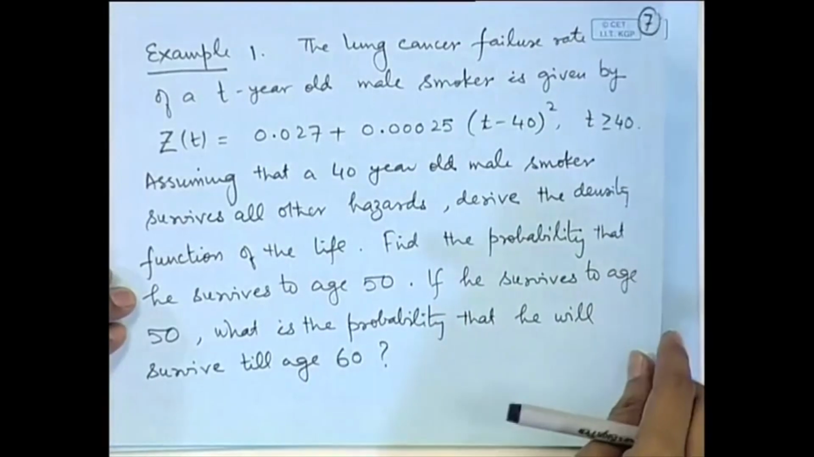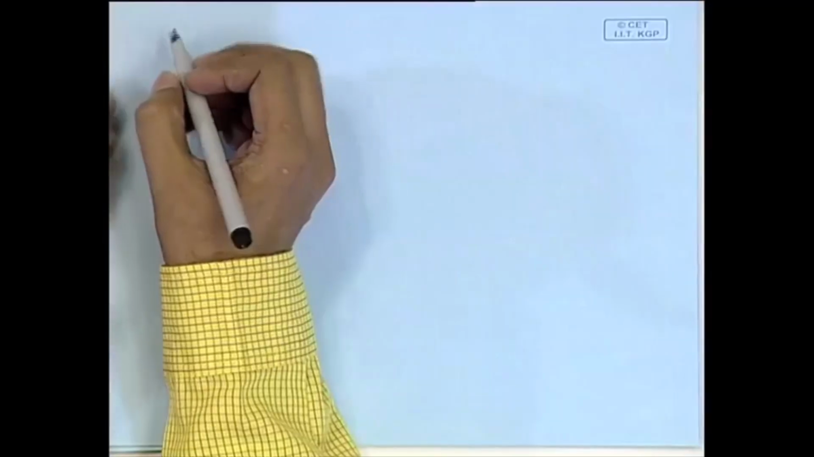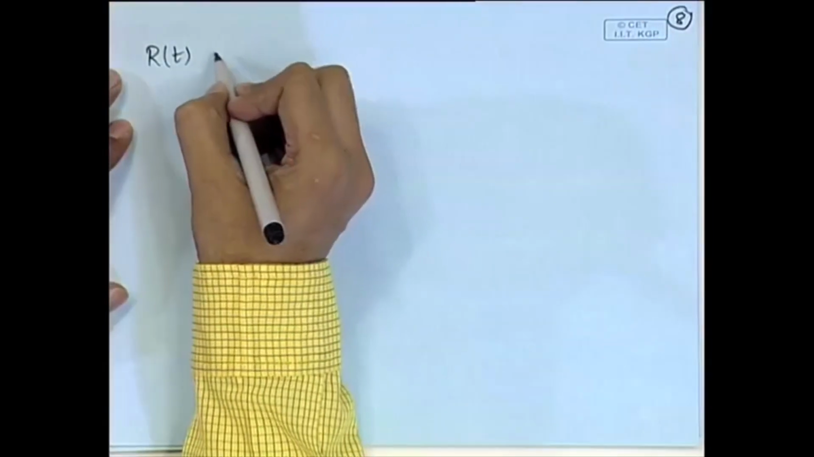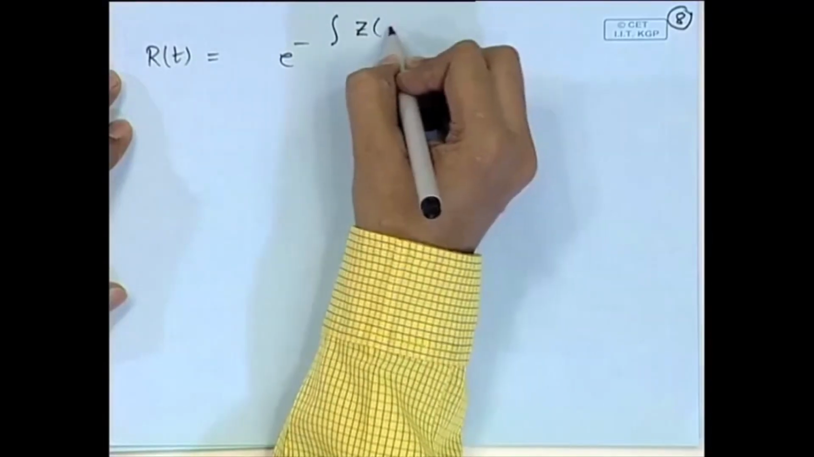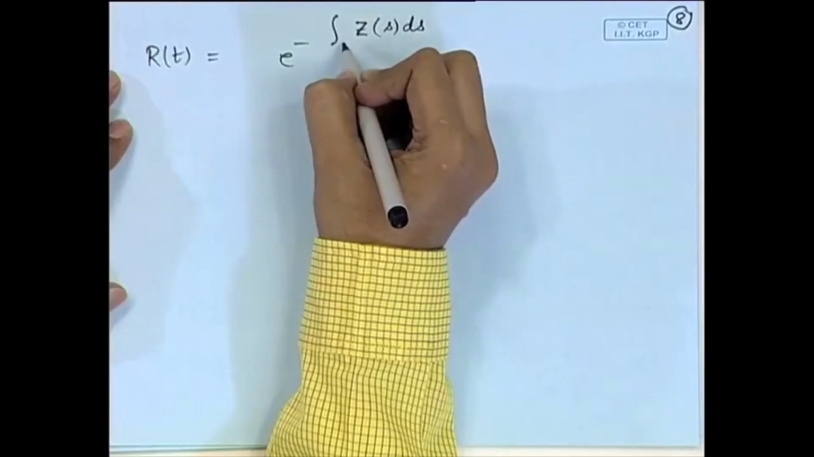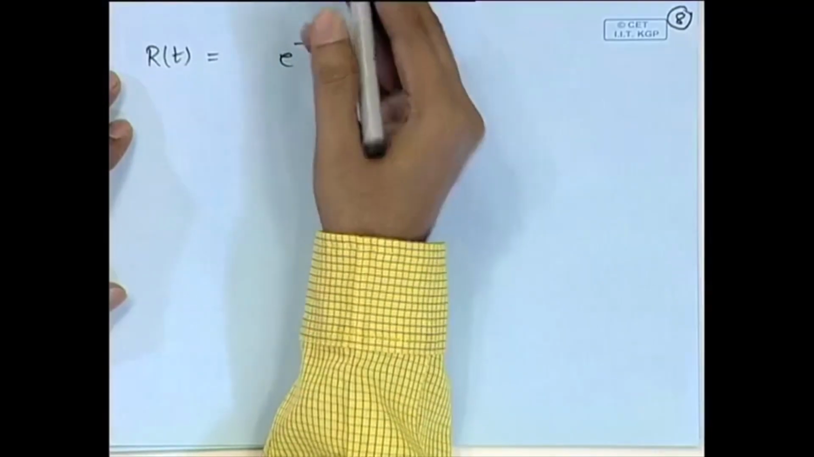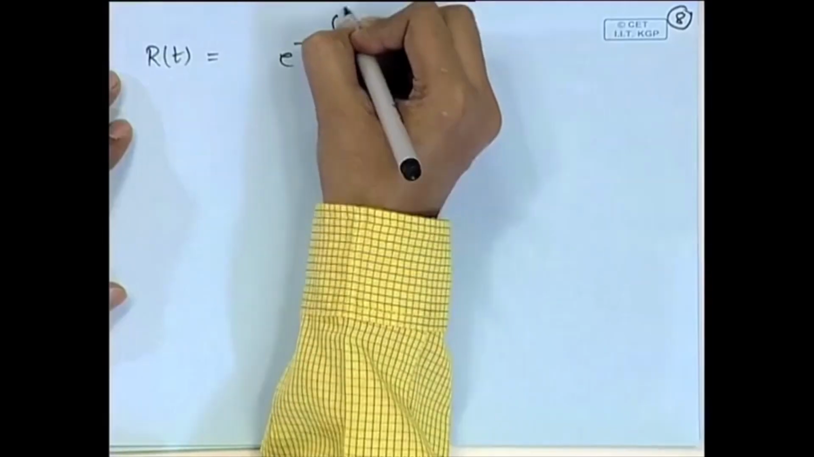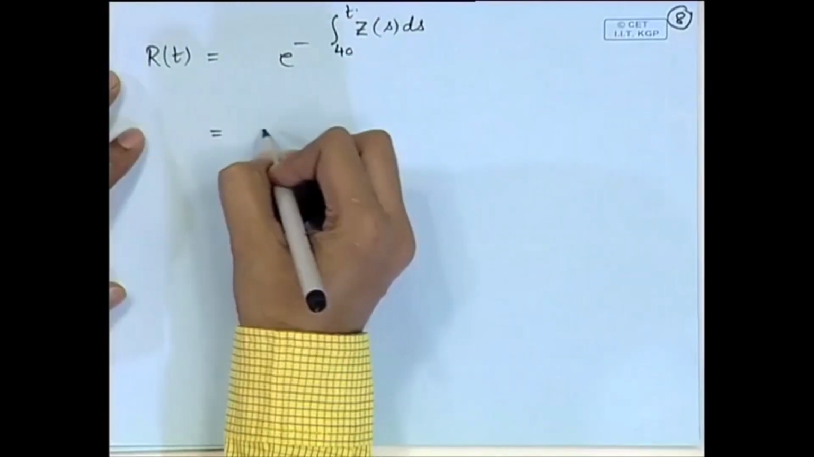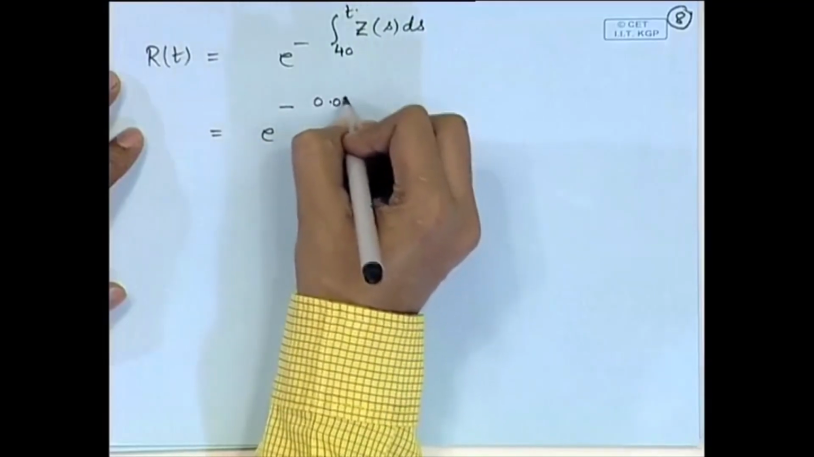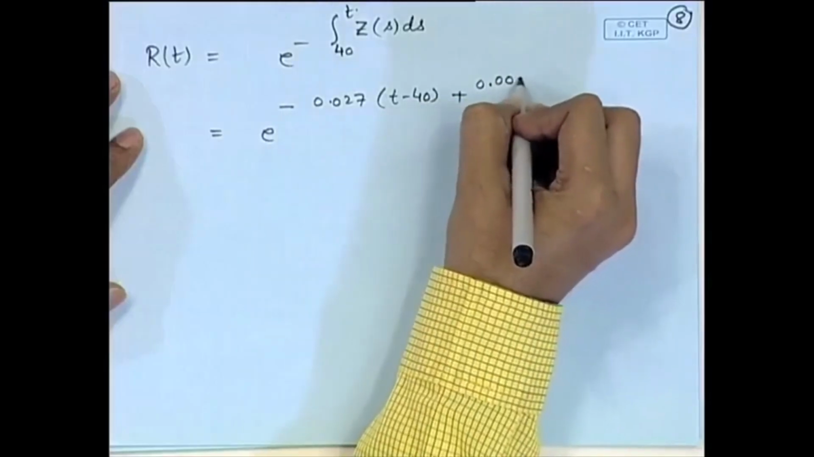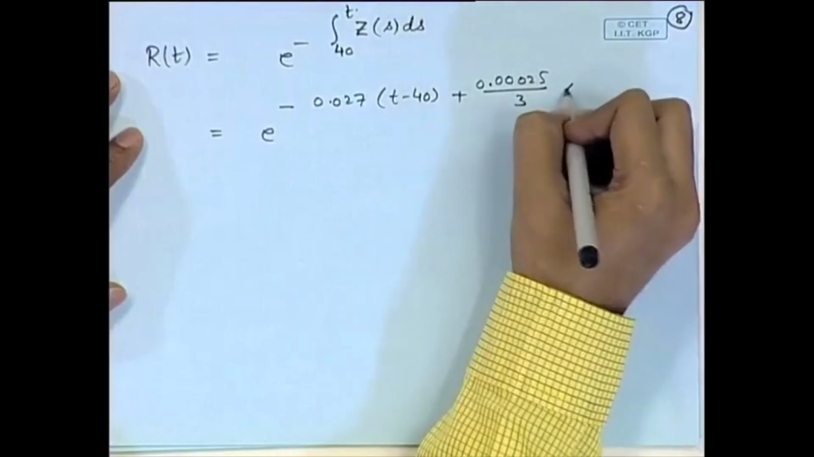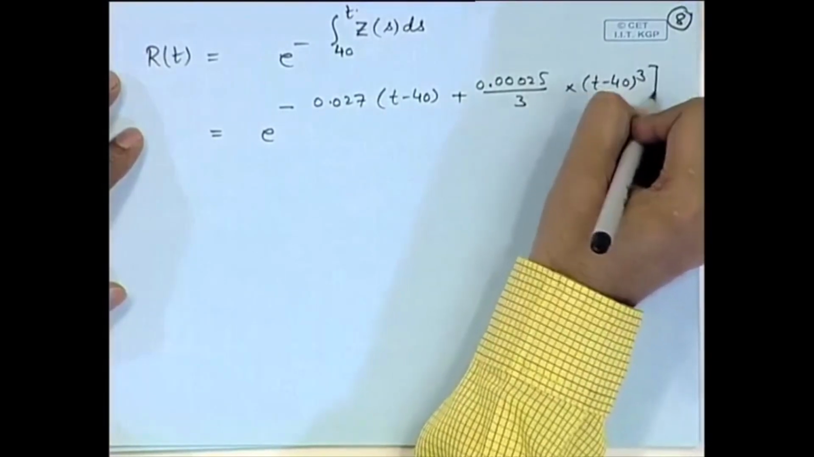So, consider here R t. R t is equal to e to the power minus the integral of z s d s. Now, here we have written indefinite integral there, but since it is already given, we can put the limit as 40 to t. That is equal to e to the power minus 0.027 (t minus 40) plus 0.00025 by 3 (t minus 40) cubed.